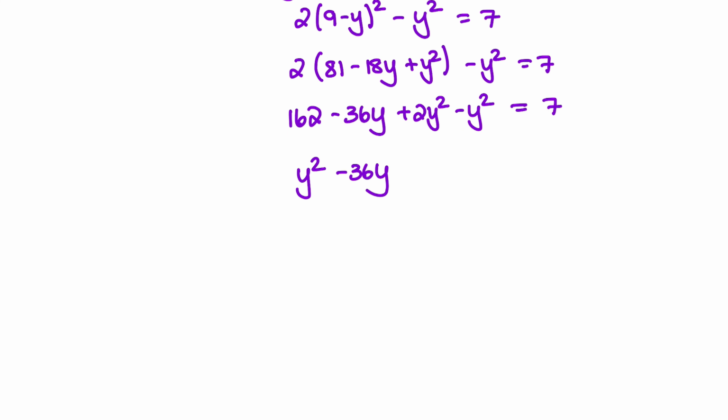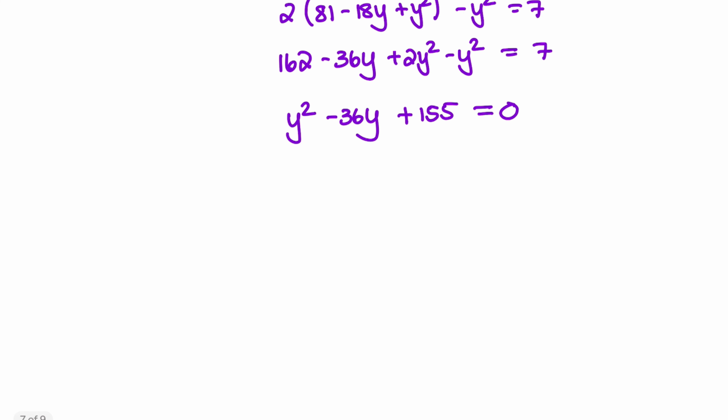And then I'll have 162 - 7. So I'll bring the 7 to the left-hand side. And that becomes + 155 = 0. Now, normally here, people would use the quadratic formula to solve for y. But if you're comfortable, you can always try to factorize this as well.